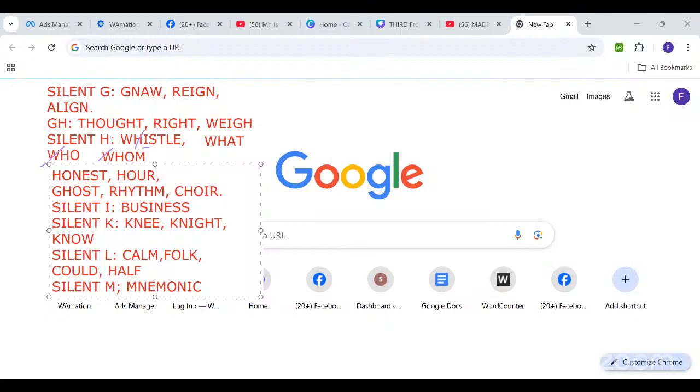Letter I is rarely silent. Most times we hear the sound of letter I, but we have a word like business. Letter K is usually silent before letter N, as in knee, knight, know. Letter L can be silent when it is after a vowel. It makes the vowel longer, as in calm, fork, cord, half. And the letter M can be silent as well, in the word mnemonic.